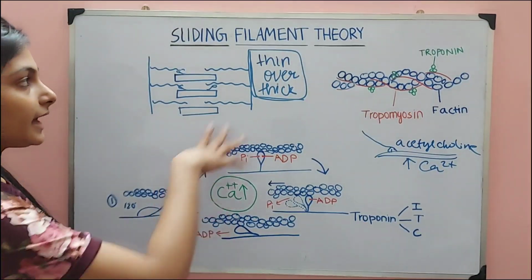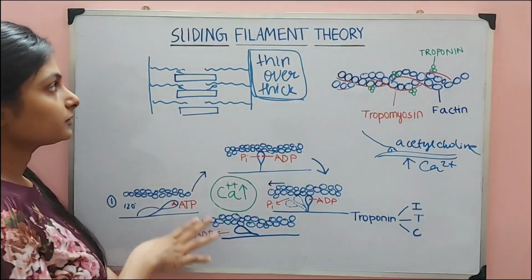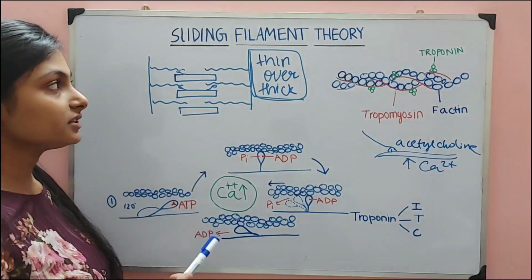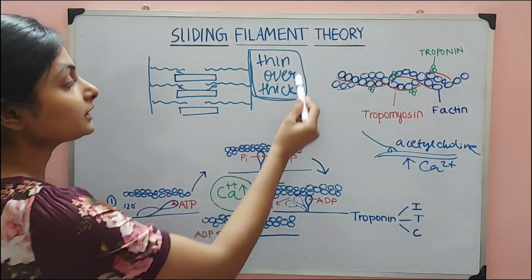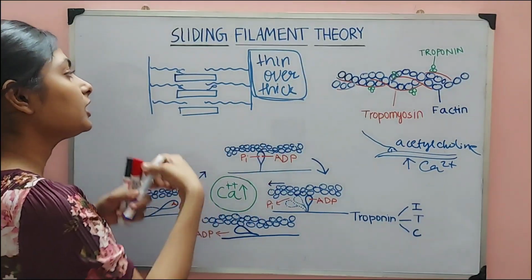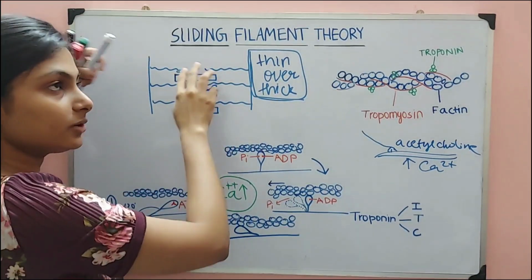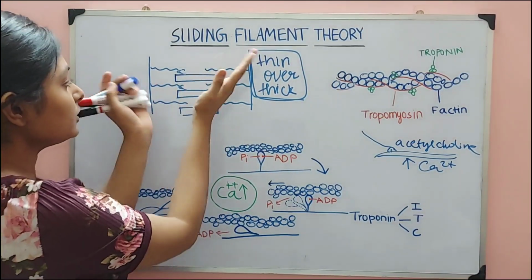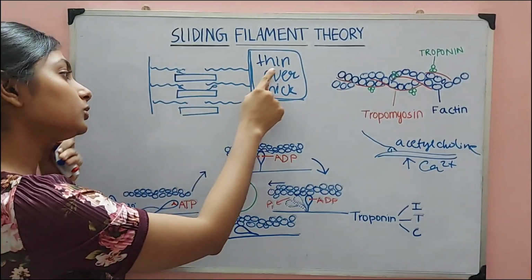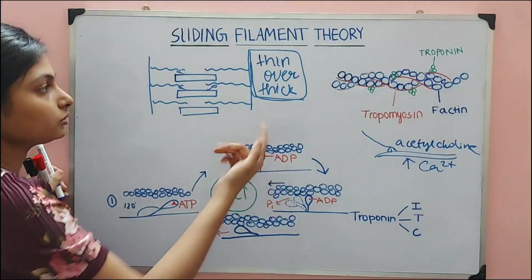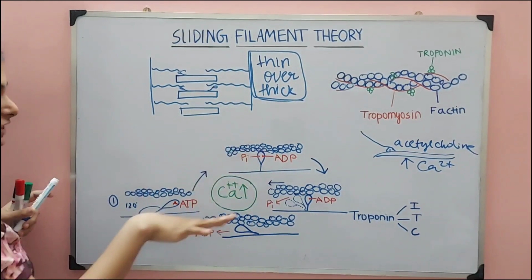Right, so now we'll start with the actual mechanism that takes place, the sliding filament theory. First of all, the statement of the sliding filament theory, as it is, it's very important. So what is that? Thin over thick. Sliding of the thin filament over the thick filament. The thin ones only slide, the thick one stays as it is. Because the thick one, this thick band will pull the thin band this way. So the one which will be sliding is the thin one, and over which the thick band, so thin over thick. We'll start with this now.